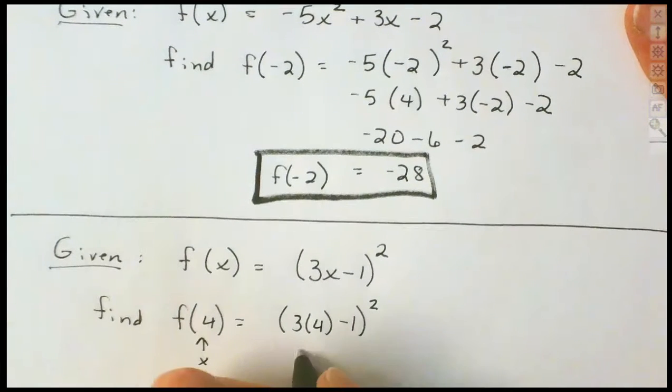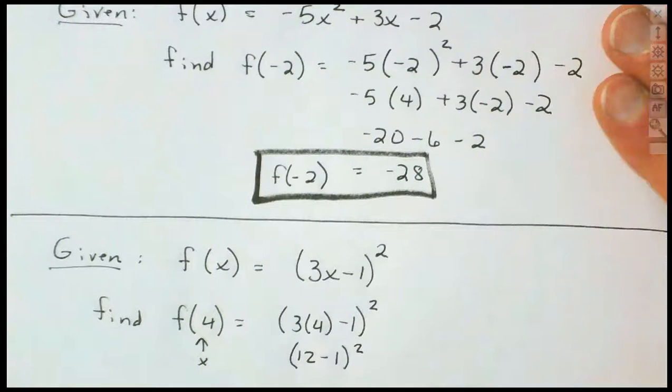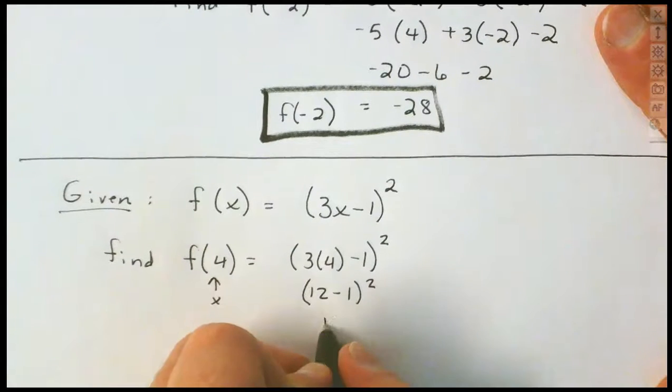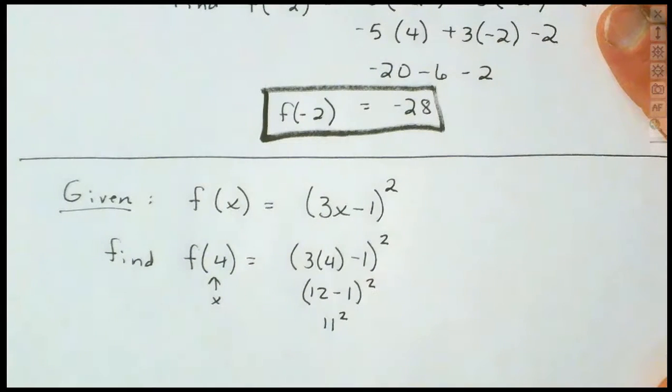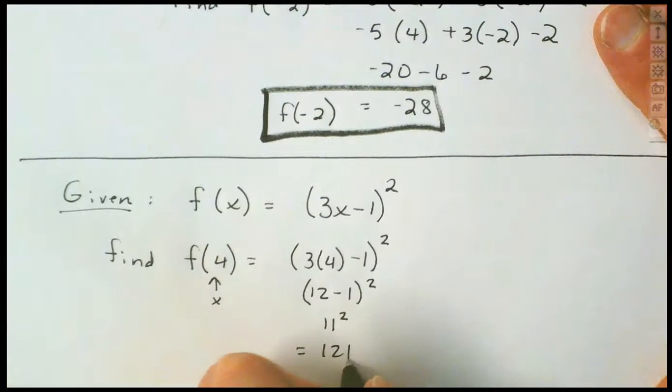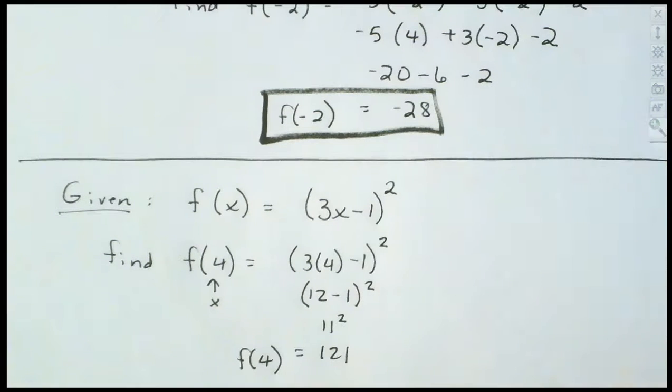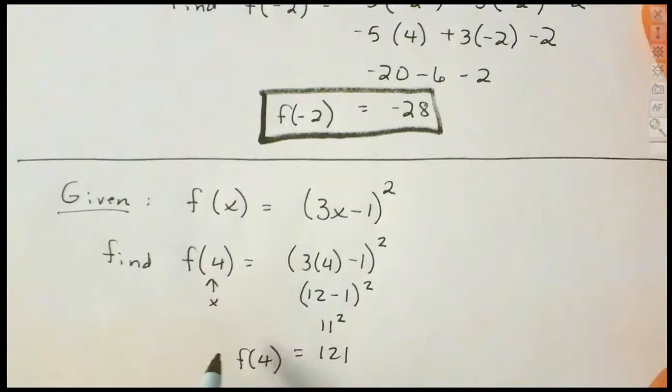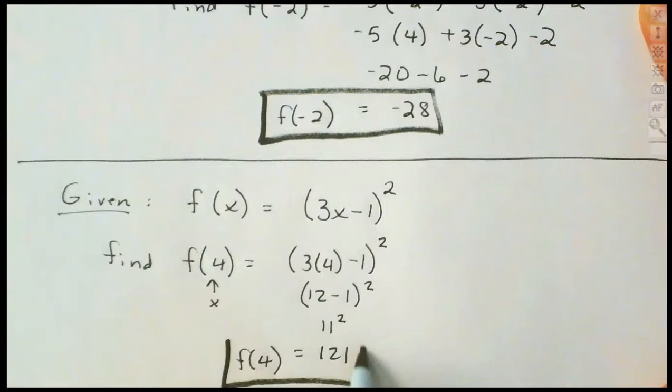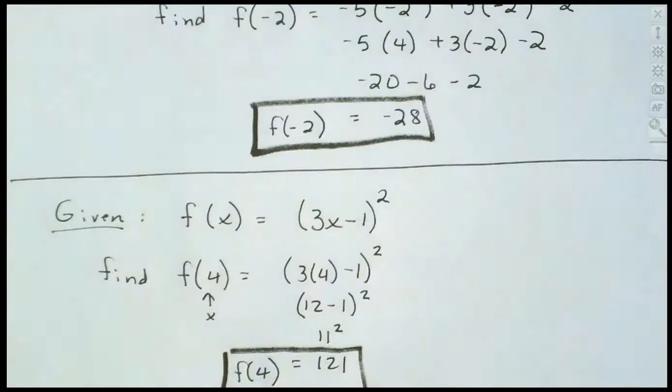3 times 4 is 12 minus 1. 12 minus 1 is 11. And then after we've done the parentheses, we square. And 11 squared is then 121. So f of 4 would be 121. Okay. Very simple on these. You plug a number in, calculate it through, get your number out.